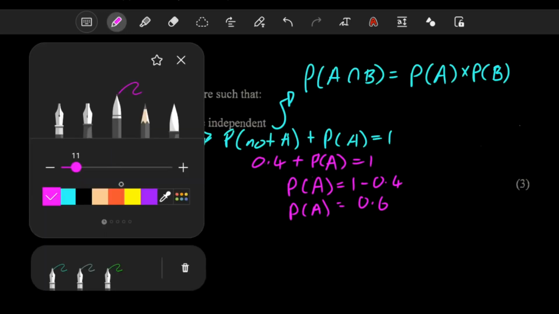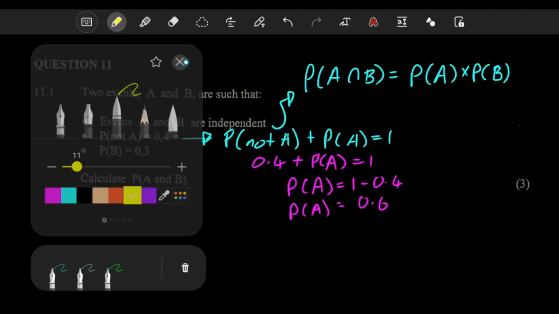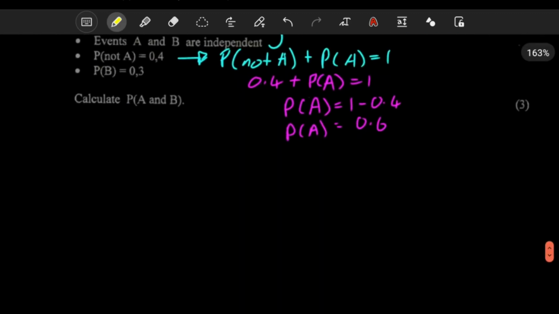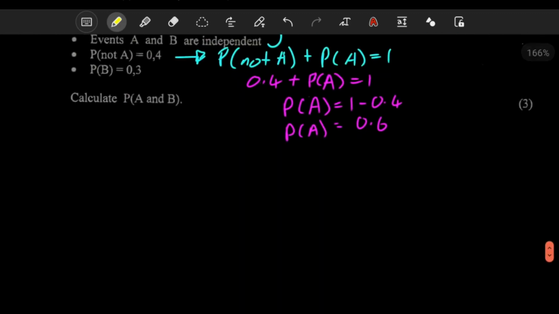Well, these are independent events, as we said. So you see, 3 marks. You take them, you run. You don't look back. If you want to look back, you can, but just make sure you keep running.